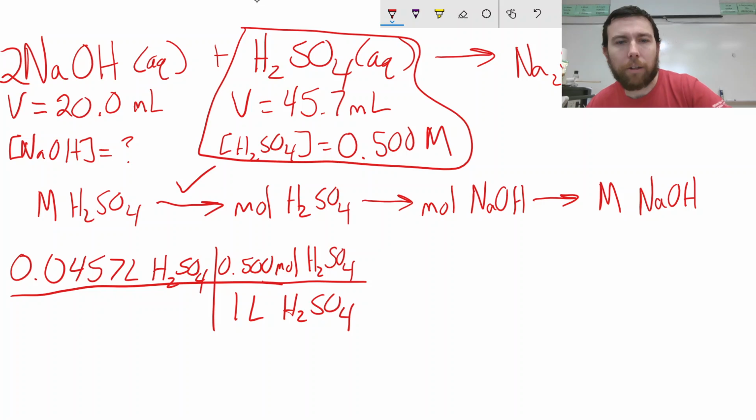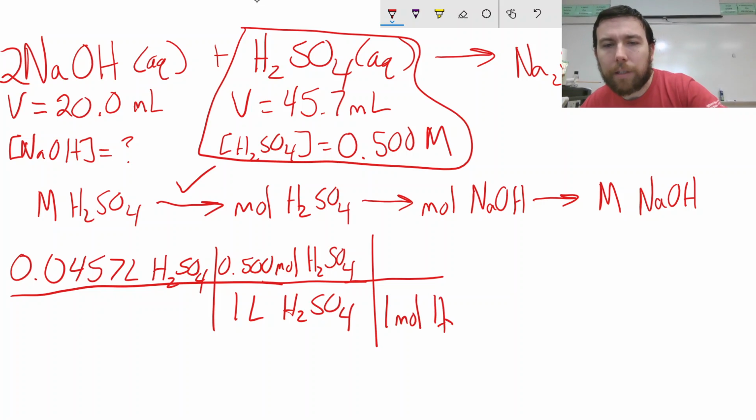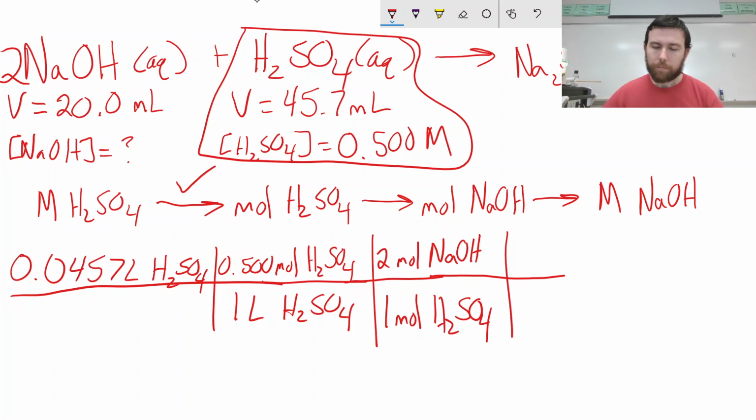So that's checked off. My next step, going to moles of sodium hydroxide, is going to be taking a look at the balanced equation and looking at the mole ratio. Now, in this particular case, for every 1 mole of sulfuric acid that I have, that's going to require 2 moles of sodium hydroxide to neutralize it, right? And we see that there's a coefficient of 1 in front of the sulfuric acid and a coefficient of 2 in front of the sodium hydroxide. Now, in doing that, that takes me to my moles of sodium hydroxide.